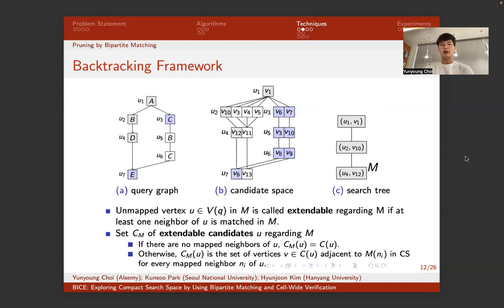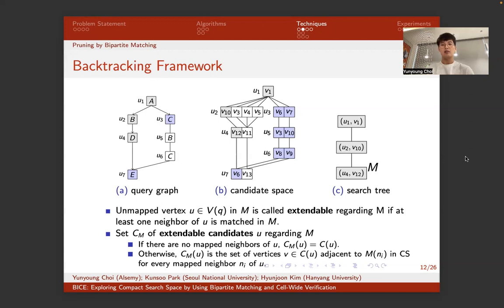Additionally, the concept of extendable candidate sets, denoted as CM(U), is introduced. If U has no mapped neighbors, then CM(U) is the same as C(U). However, if U has mapped neighbors, CM(U) consists of the vertices adjacent to the mapped neighbors of U in the candidate space.